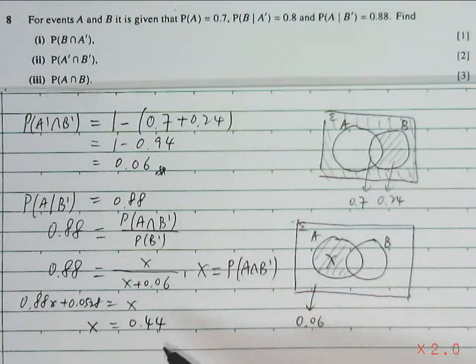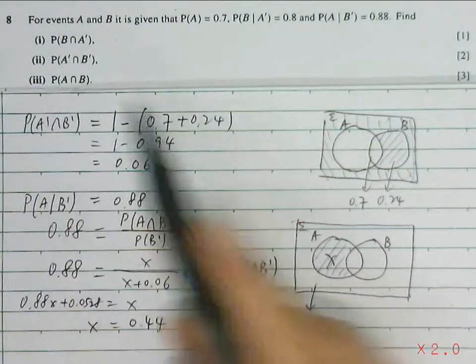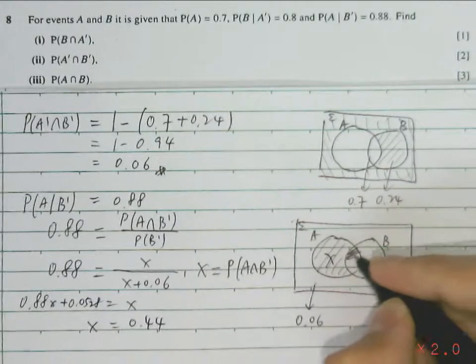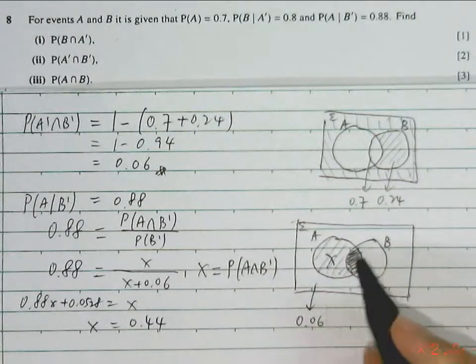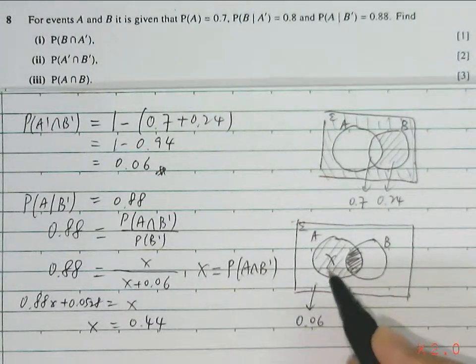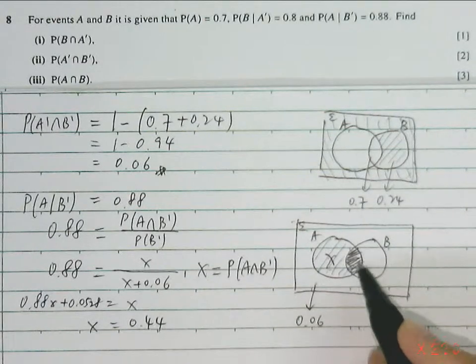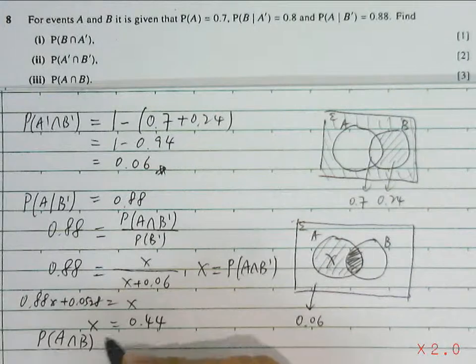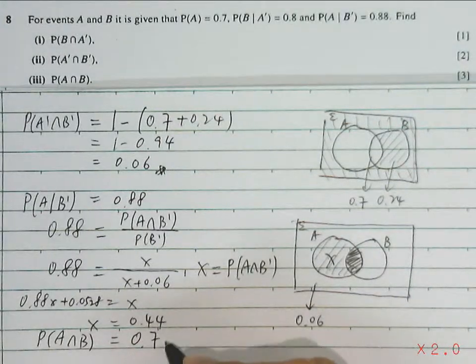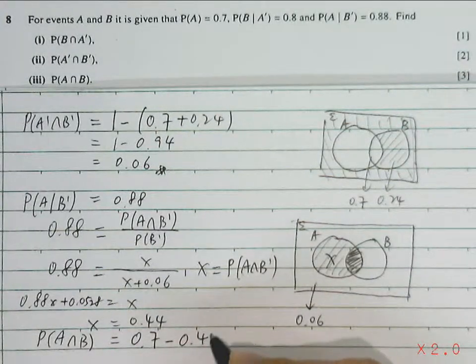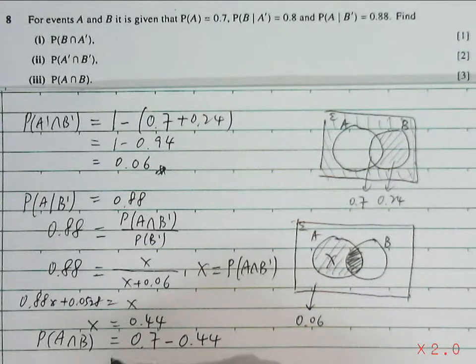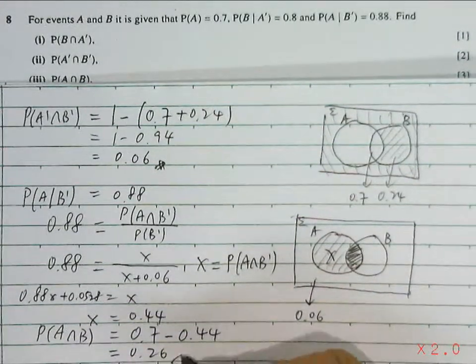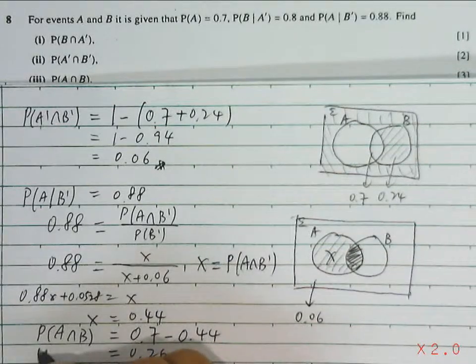So, but x isn't our answer. We are looking for A intersect B, which is this portion, right? Since we have the probability of A and now we have x already, we can easily find this portion. So the answer for the probability of A intersect B will be the probability of A, which is 0.7, subtracting off x, 0.44, and we will have our answer of 0.26 for the probability of A intersecting B.